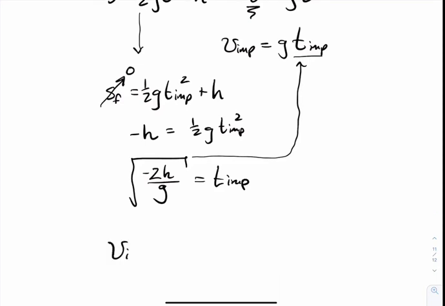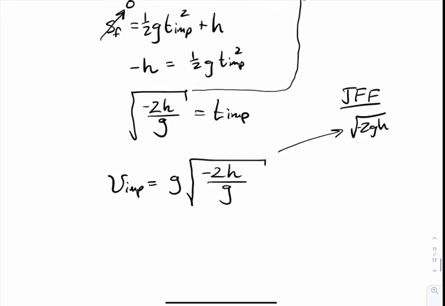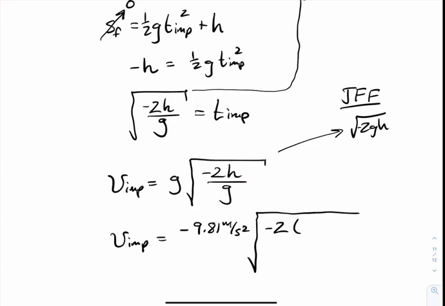So V impact equals G times the square root of negative 2H over G. Just for funsies, this algebraically is the same as square root of 2GH. Well, there's a negative still, but if you wanted to test your algebra skills, you could show that. Anyway, now we can substitute our values. So G is negative 9.81 meters per second squared times the square root of negative 2 times H, which was a two-story building, so one story is 3 meters. That means it's 9 meters. And we'll divide by the negative 9.81 meters per second squared.